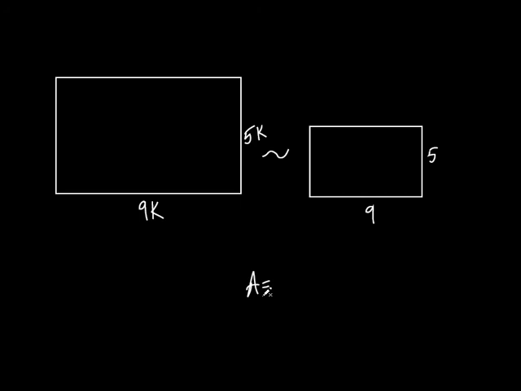What would the area of the small one be? I'll put AS for area of the small one. It'd be 5 times 9, which is 45. So the area of this would be 45, wouldn't it? What about the area of the big one? I'll say B for big. What's wrong? 5 times 9? It's 45, isn't it?